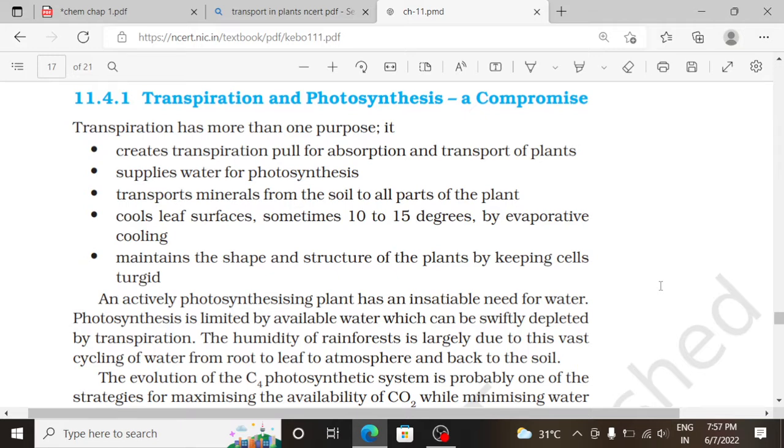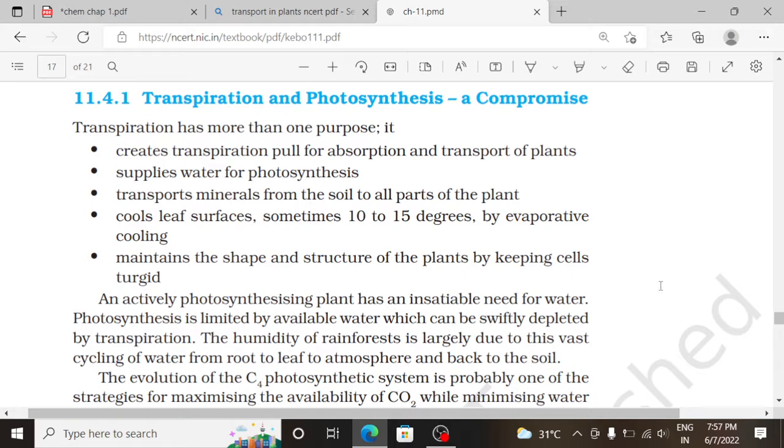Transpiration and photosynthesis, a compromise. Transpiration has more than one purpose. It creates transpirational pull for absorption and transport of water in plants. It supplies water for photosynthesis. It transports minerals from soil to all parts of the plant.